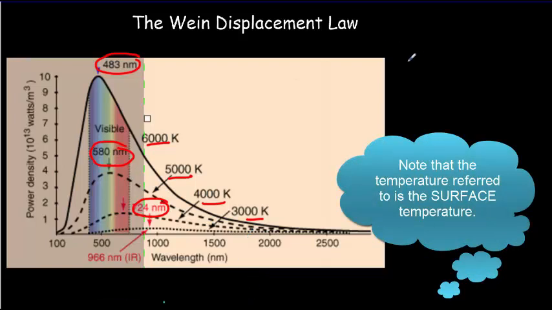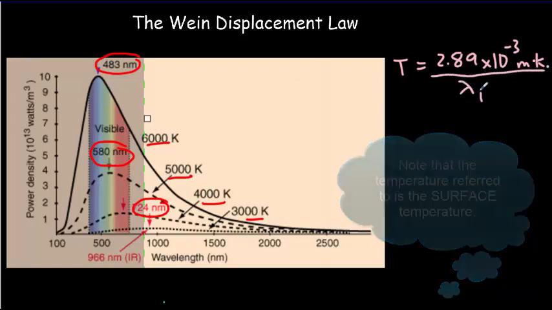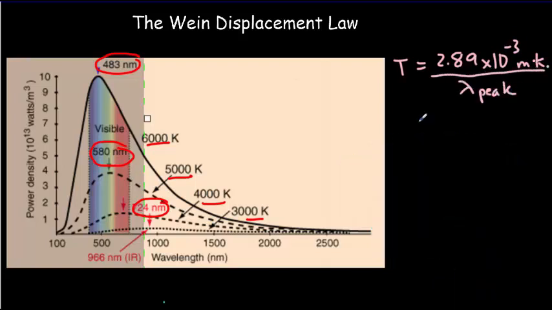And it simply says that the temperature will be given by this constant, it's in your data booklet, 2.89 times 10 to the minus 3, the units would be meters times Kelvin, divided by that peak wavelength. So let's try it out.